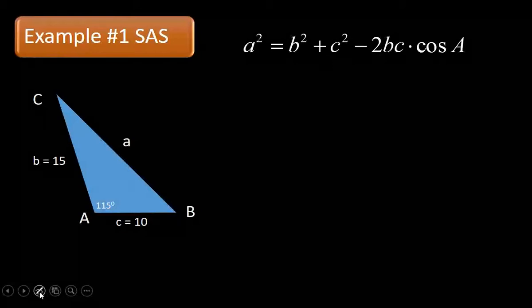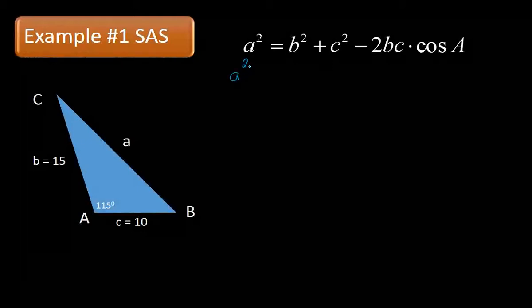Notice again how we are consistently labeling each part of the triangle. However you label it, just make sure that the opposite side has the same letter so that you're consistent. So seeing that we have to solve for side A, I am going to use a squared equaling b squared plus c squared minus 2bc cosine a. So I'm going to plug everything in, and then I will use my calculator to help solve.